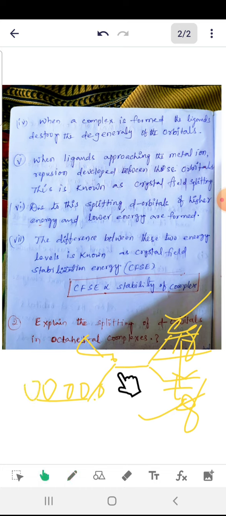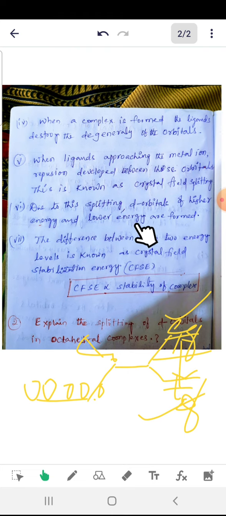When the d orbital splitting takes place, some orbitals get higher energy and some get lower energy, t2g and eg. For example, in the case of octahedral and tetrahedral complexes, the eg and t2g levels change between the lower side and higher side. But here you have to remember that two energy levels are formed. The difference between these two energy levels is known as the crystal field splitting energy. Crystal field stabilization energy is directly proportional to the stability of the complex. You have to remember that point.